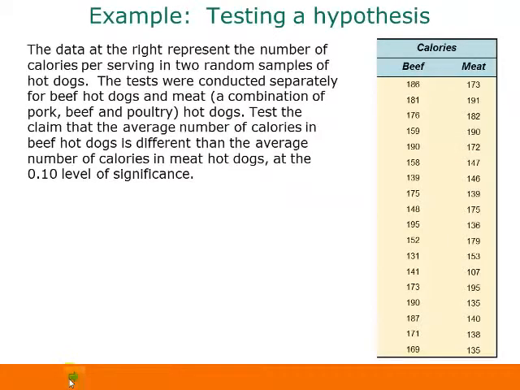Okay, now let's go through a whole hypothesis test. We have some data here that represents calories per serving in two random samples of hot dogs. These tests were conducted separately for beef hot dogs and meat hot dogs, which are a combination of pork, beef, and poultry. We're going to test the claim that the average number of calories in beef hot dogs is different than the average number of calories in meat hot dogs, using the 0.10 level of significance.